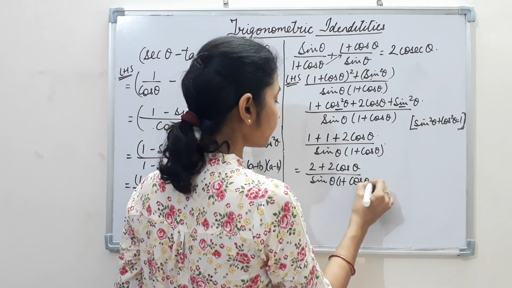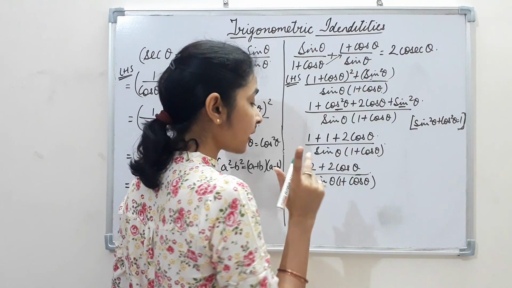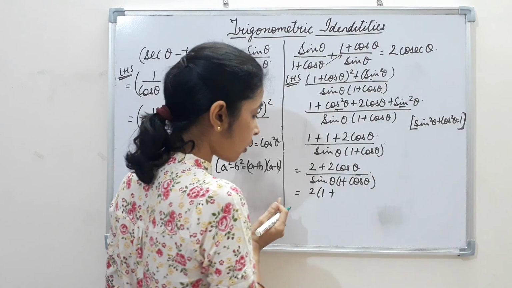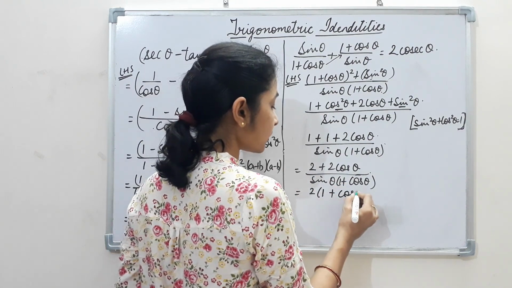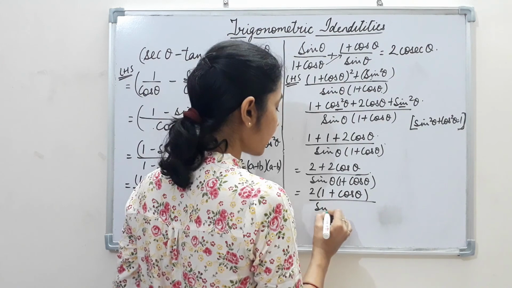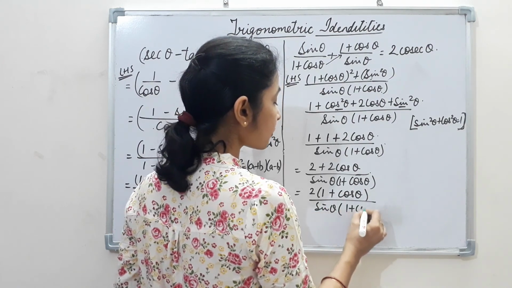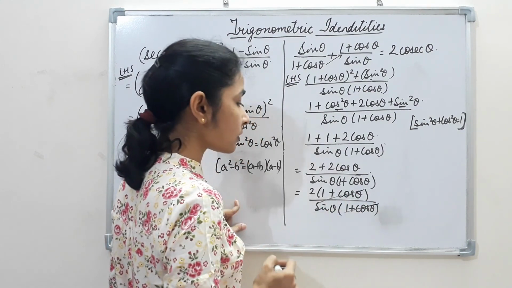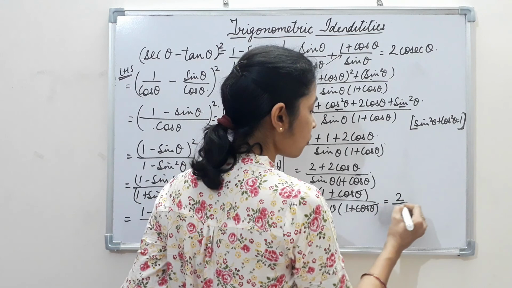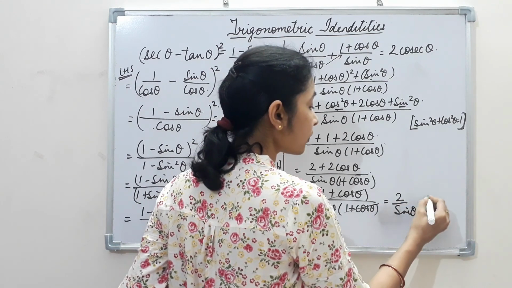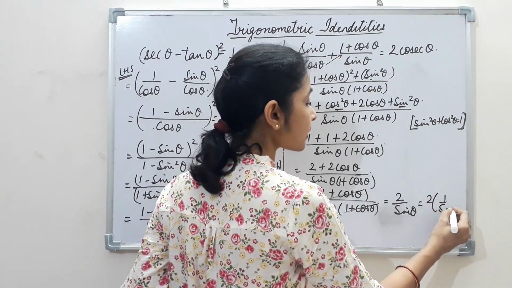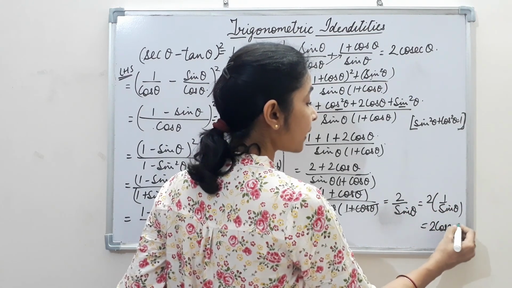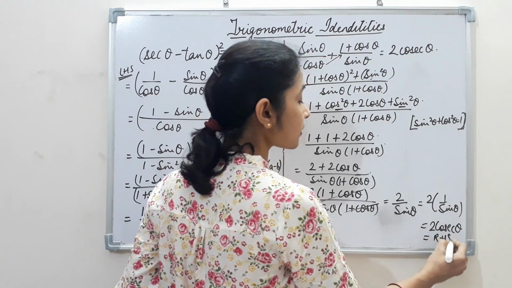It remains the same. Now if we see here in the numerator we are having 2 common. So 2 is common here. If we take 2 common, then in the bracket we get 1 plus cos theta, and in the denominator we are having sin theta bracket 1 plus cos theta. Now 1 plus cos theta and 1 plus cos theta is common here. So what do we get? 2 upon sin theta. We can also write it as 2 into 1 upon sin theta, and that is equal to 2 cosec theta, and that is equal to our RHS.